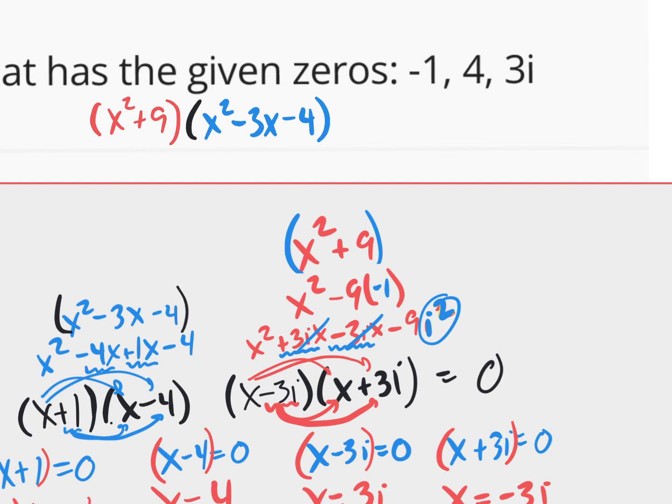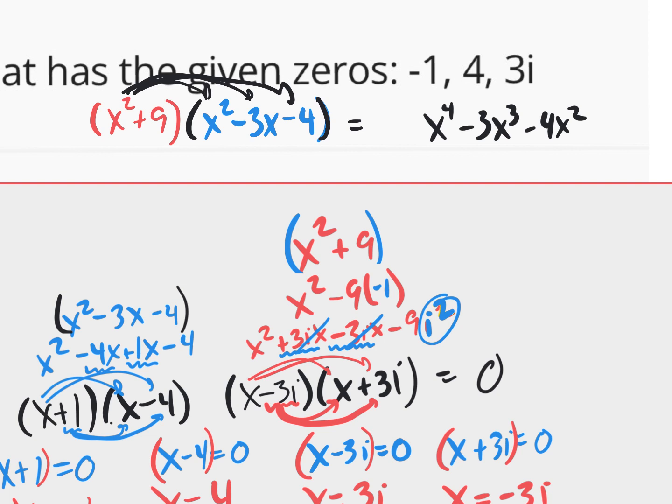So we're going to distribute. x squared times x squared, that is x to the fourth. x squared times negative 3x, that is a negative 3x to the third. x squared times negative 4, that's negative 4x squared. And then we need to distribute the 9.